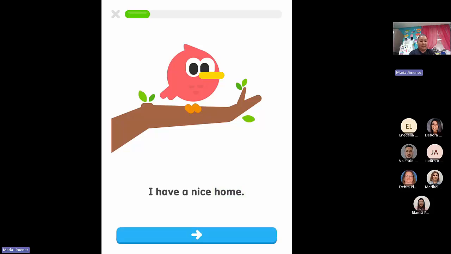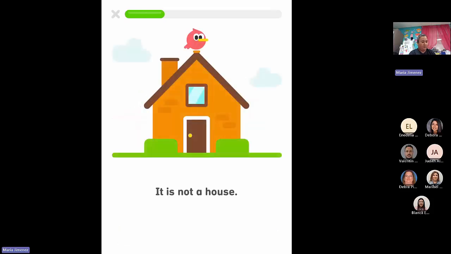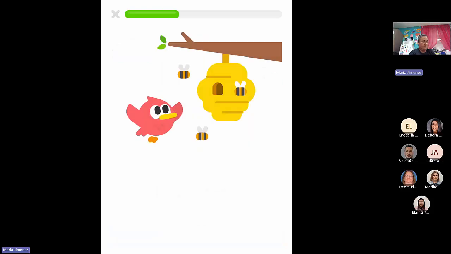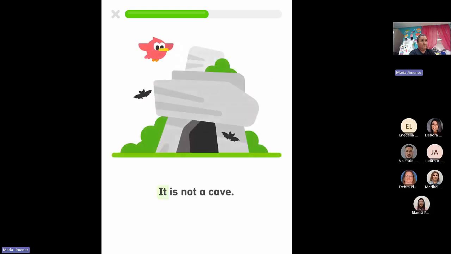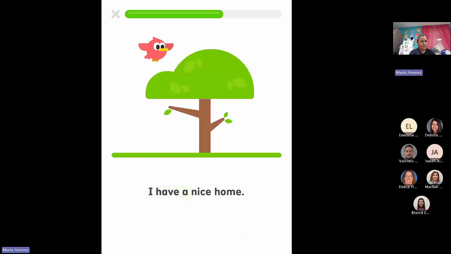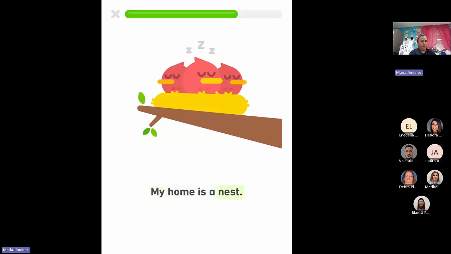It reads the story to them, and what I like is that it highlights the words for them. That way they know what the word is, how it's said, and they're able to recognize it. I have a nice home. It is not a house. It is not a hive. It is not a web. It is not a cave. My home is a nest.